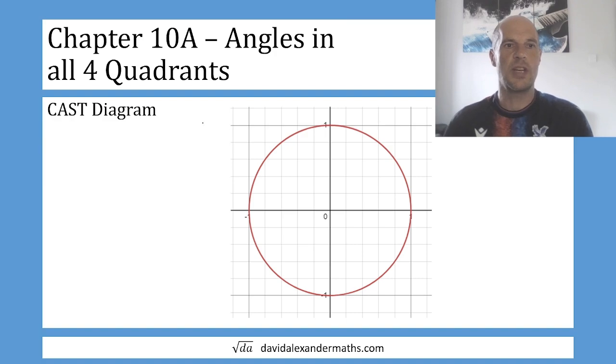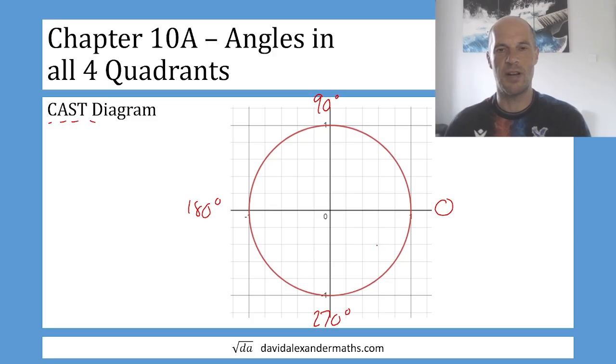Okay, so quickly to explain the CAST diagram. This is 0 degrees, this is 90 degrees, this is 180 degrees, and this is 270 degrees. Let's label them with the CAST. Starting in the bottom right, if you don't line these up in the right place, then the whole point of the CAST diagram is missed. So, CAST: C stands for cos, S for sine, T for tan, and A stands for all.